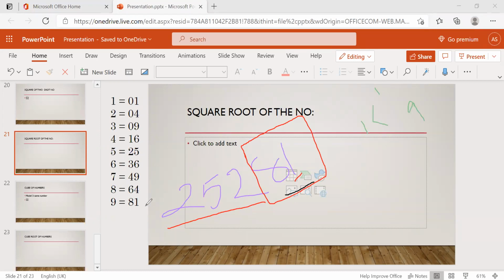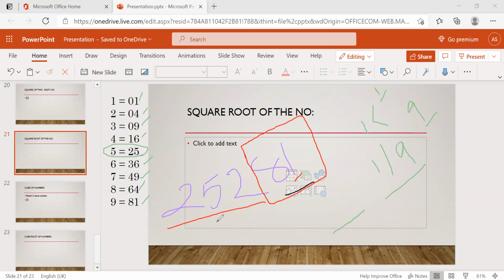See here, for example: unit digit 1 will get 1, here also 1. Here 4 will get 4, here 4. Here 9, here 9. Here 6, here 6. So this is the special one. For 4 and 6, the unit digit is 6. For 3 and 7, the unit digit is 9. For 2 and 8, the unit digit is 4. For 1 and 9, the unit digit is 1. So here, what is the unit digit? 1. That means we'll get either 1 or 9 in the two parts. The first number's unit digit will be either 1 or 9, any one.